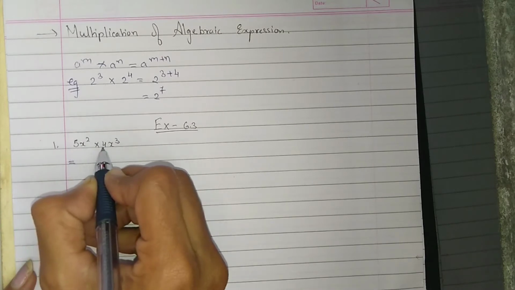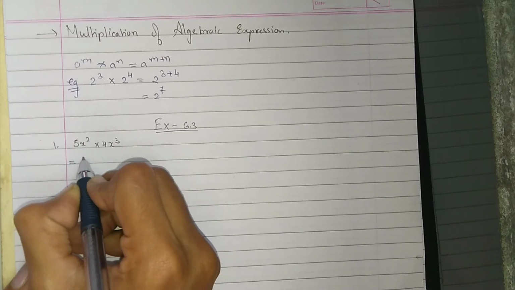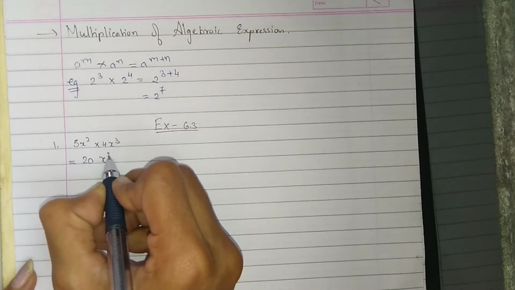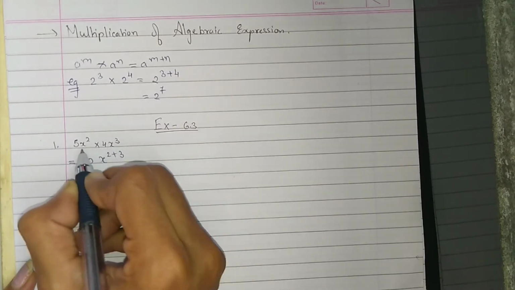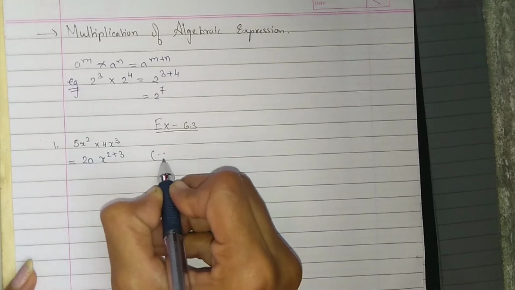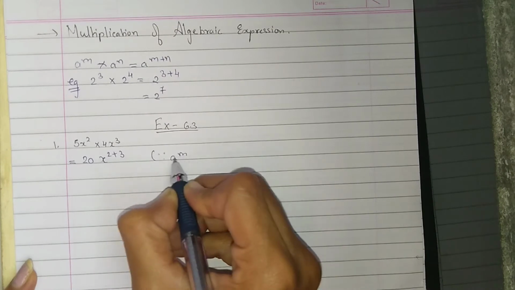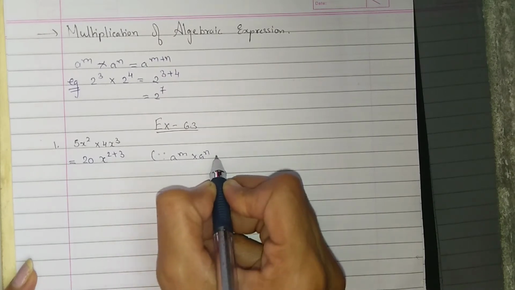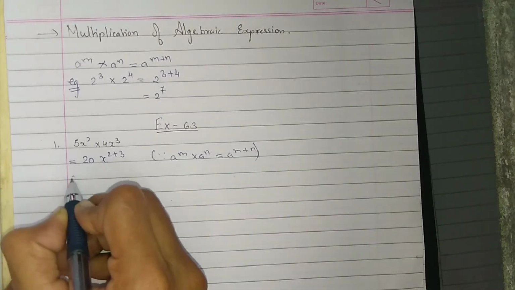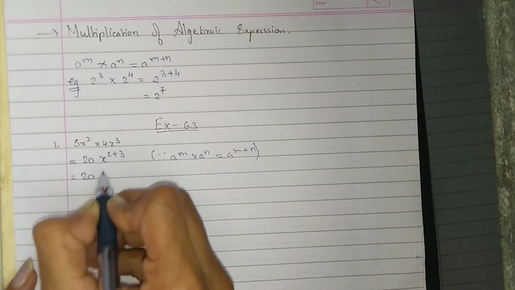5 into 4 is 20 and x raised to 2 plus 3. The variable x is the same, the base is the same, so we can add the powers. So which formula are we using? a raised to m into a raised to n equals a raised to m plus n. So 20 x raised to 2 plus 3, that is 20 x raised to 5.